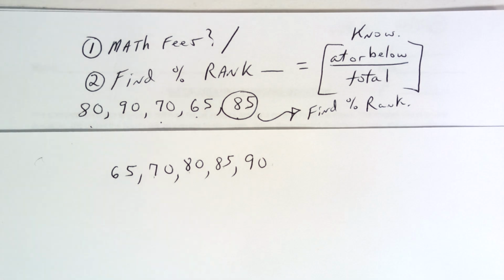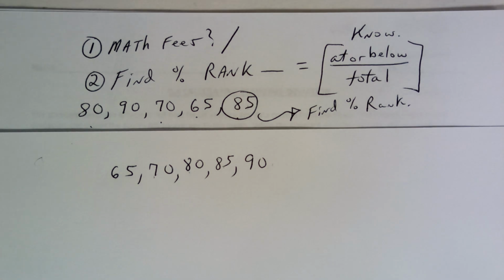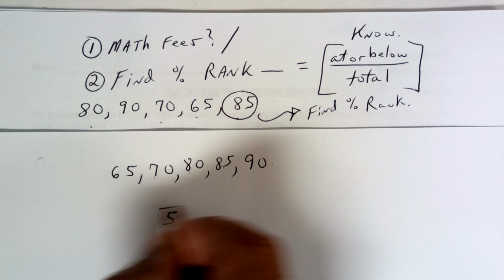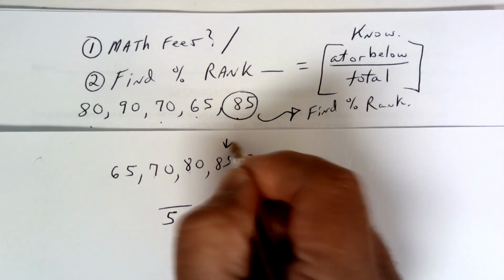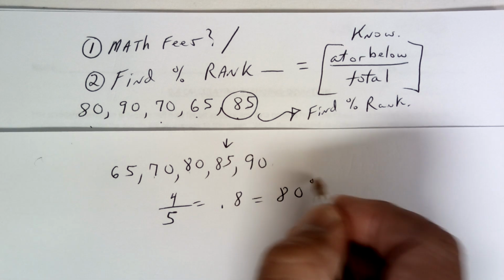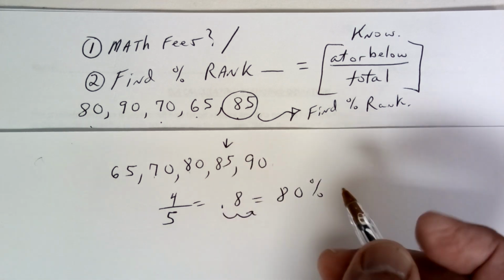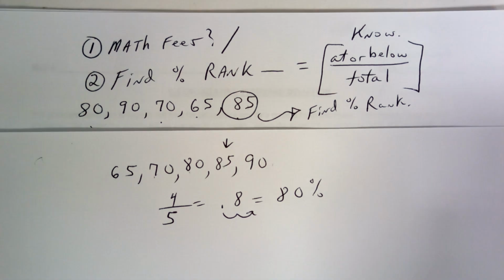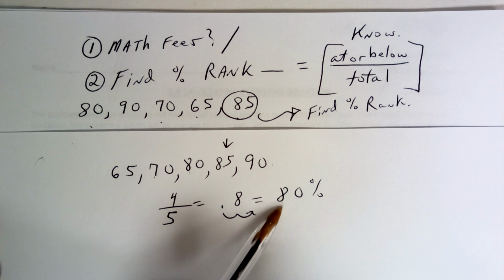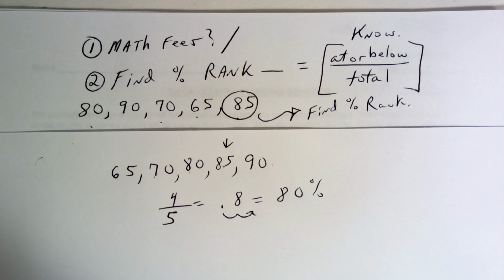Okay, so we rearranged our work here, and let's figure this out. Well, there are 5 numbers, so that's the total number of numbers, and 85 is the fourth one. So that would be 0.8, which would be 80% percentile. So this person did 80% on all the students that tested. That's the percentile rank. All right, let's go on.